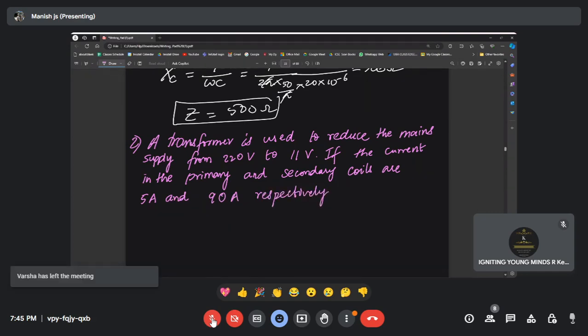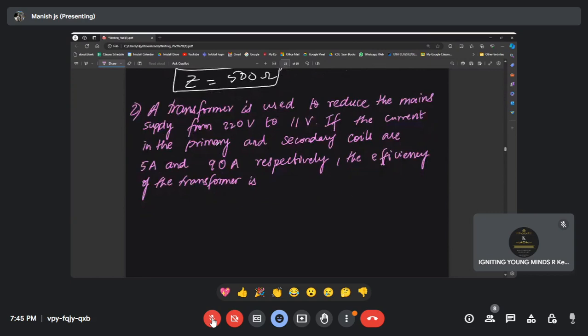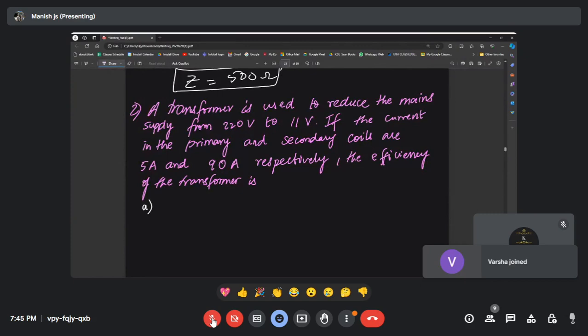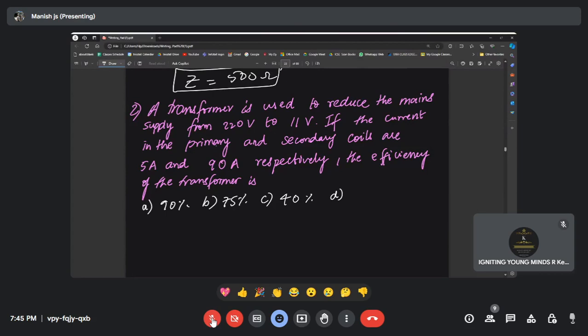the efficiency of the transformer is... So again we have options here. I'll give you the options and then I'll explain the question. It's an easier one, but again you need to interpret the data from what is given. Option A is 90%. Option B, 75%. Option C, 40%. And option D, 60%.